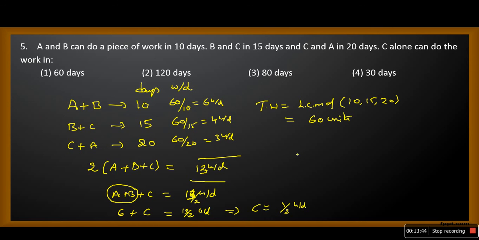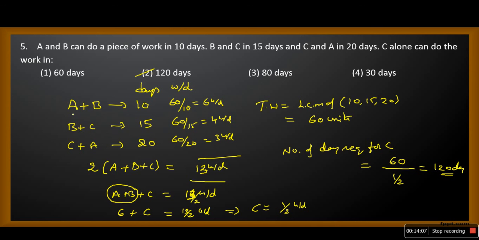If C alone works, the number of days required for C is equivalent to total work. What is total work? 60 units divided by work done per day is equivalent to 120 days. So the answer is option 2.